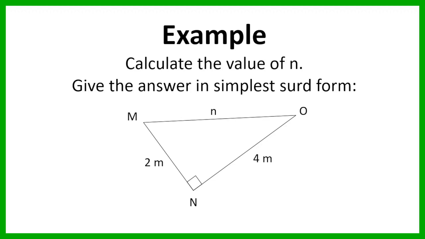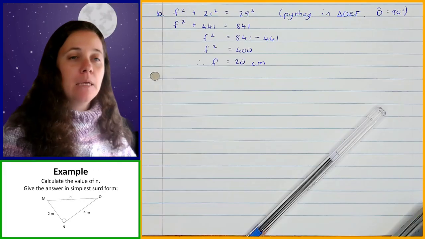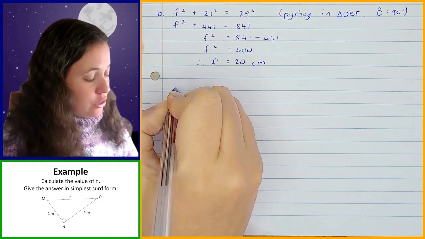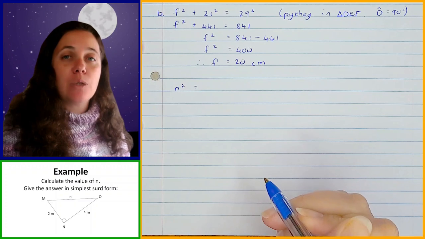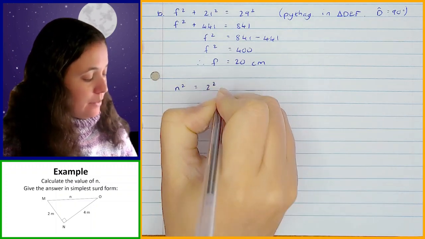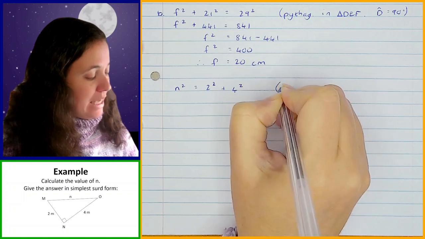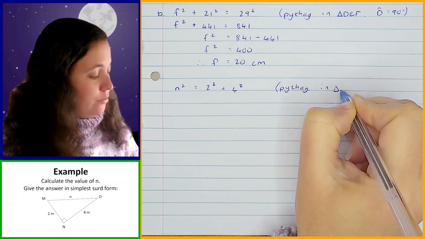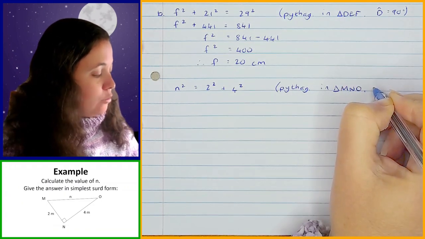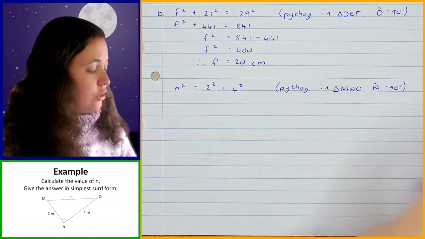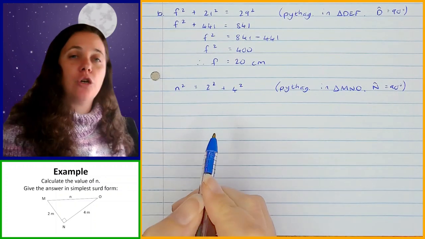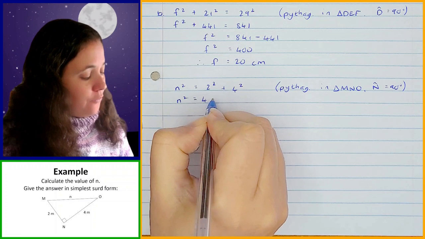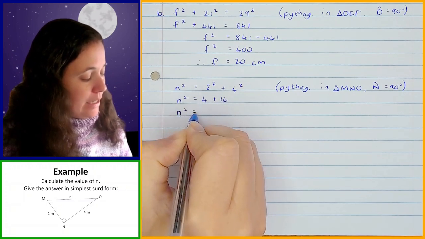So it's going to start off exactly the same as the ones we've been doing up until now. So we have in triangle MNO, n is on the hypotenuse, so it's going to be n squared equals the other two sides squared and added together. So it's going to be 2 squared plus 4 squared. And the reason I can say that is because of the Pythagorean theorem, in triangle MNO, with N equal to 90 degrees. Okay, so now I've got my opening statement with my reason. Now we're going to solve for n. So I've got n squared equals 2 squared plus 4 squared, that is 4 plus 16, n squared equals 20.